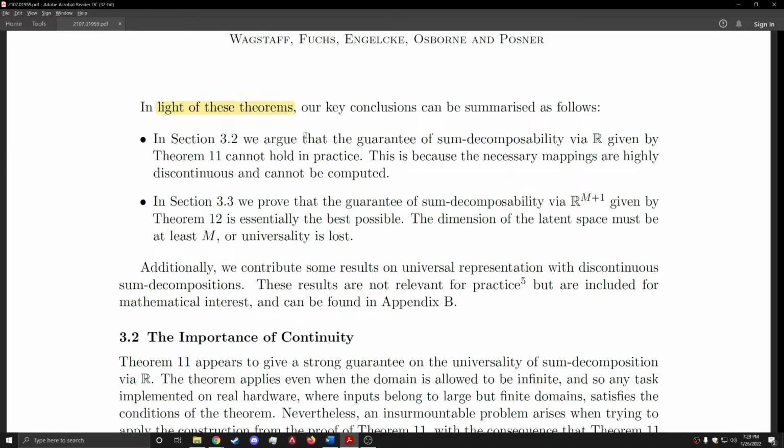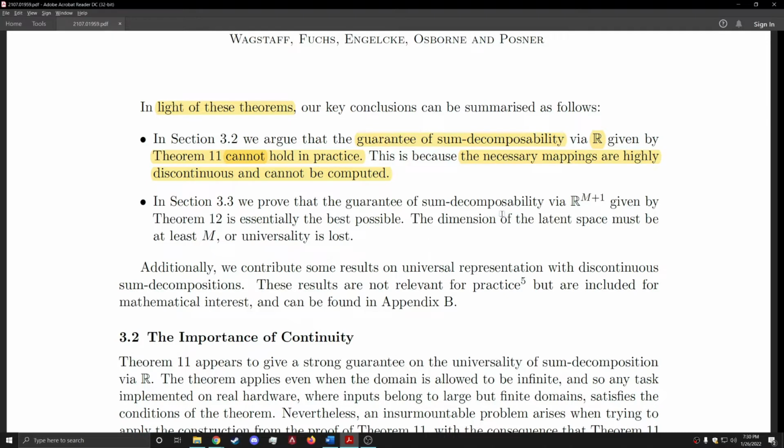So, after showing that, we can talk about what this paper does. What are we trying to achieve? So, we argue that the guarantee of sum decomposability via the real numbers given by Theorem 11 does not hold in practice. Shocker, I know, a toy universe is not the real universe that we live in right now, that we're trying to do machine learning on. The mappings are highly discontinuous. It's discontinuous, and it cannot be computed.